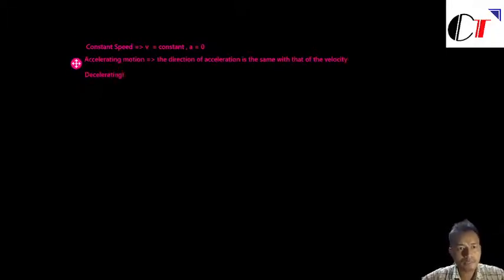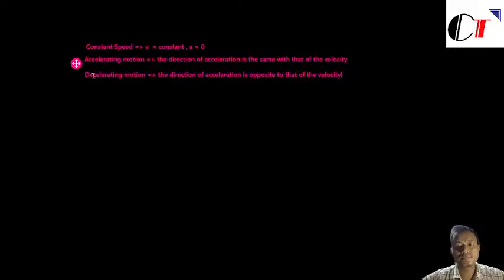We also looked at the accelerating motion. If your object is accelerating, the direction of acceleration is always the same as that of the velocity. And we also looked at the decelerating motion last week. If you look at decelerating motion, the direction of acceleration is always opposite to that of the velocity. Those are the three main points from the previous video, and today we are looking at free falling motion.